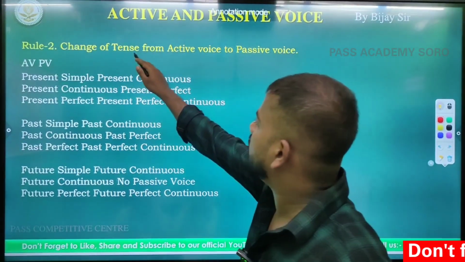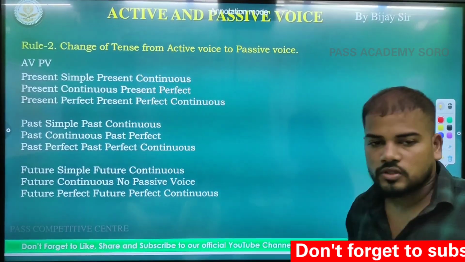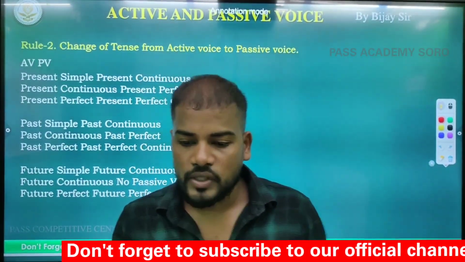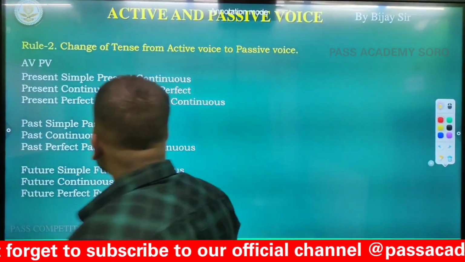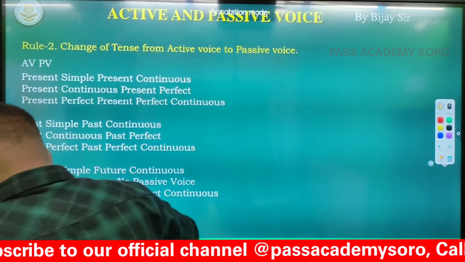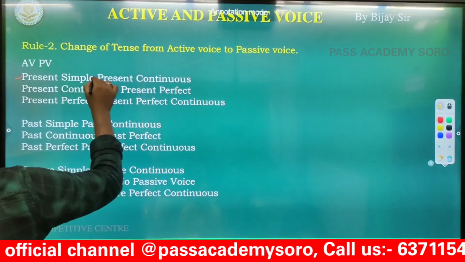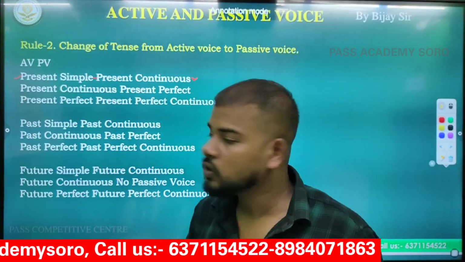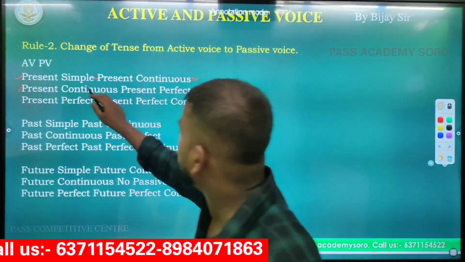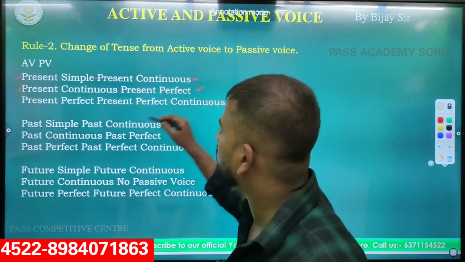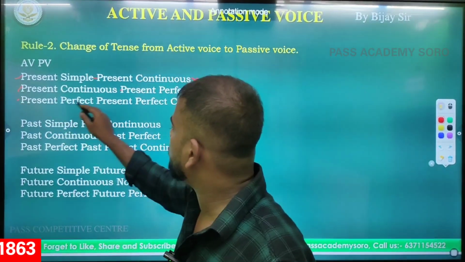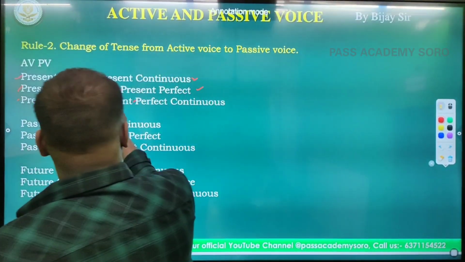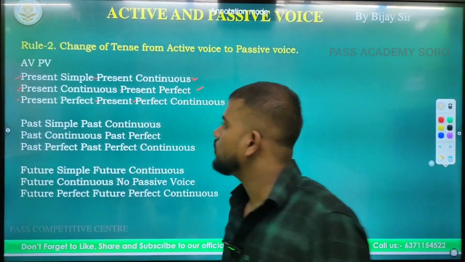Rule 2, change of tense from active voice to passive voice. So what are the tenses? We will convert an active voice to passive voice. If our sentence is in present simple, dear students, we will change into present continuous. If our sentence is in present continuous, we will change into present perfect. If our sentence is in present perfect tense, we will change into present perfect continuous tense.